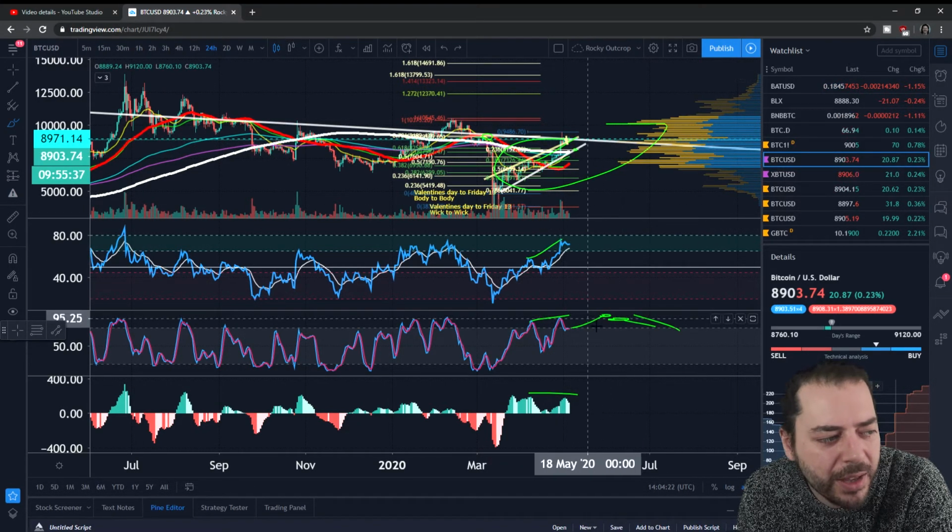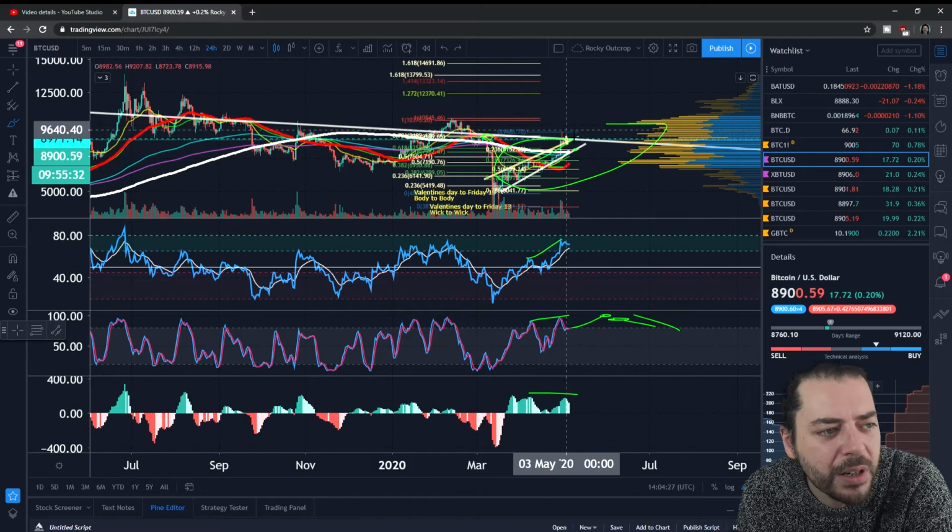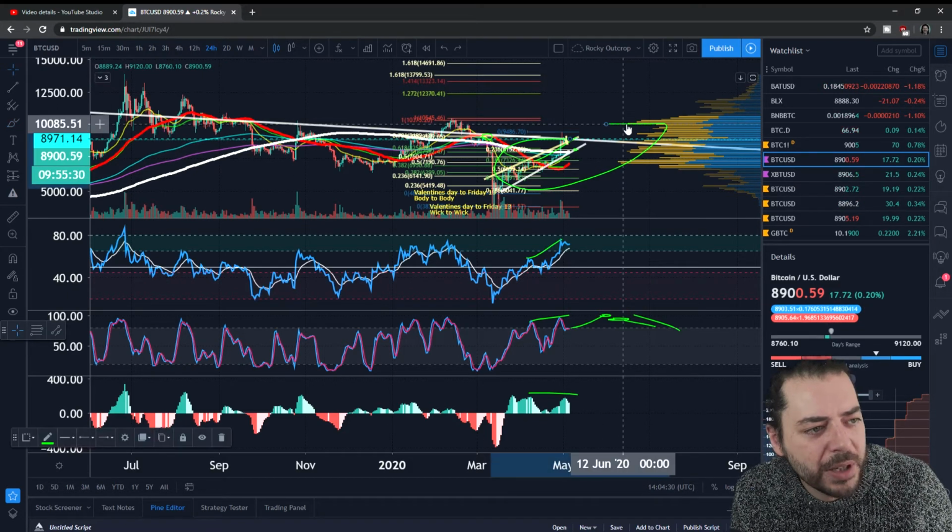But what are we looking at then in terms of things like this? There's a couple of things. If the prices were to turn around from here and go down, just let me get rid of a couple of things here.